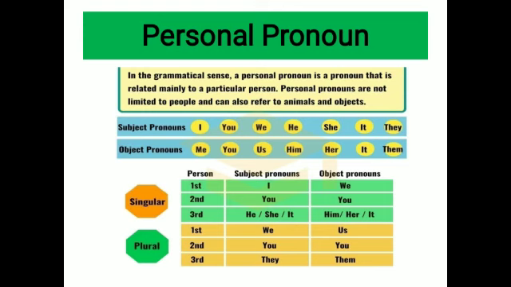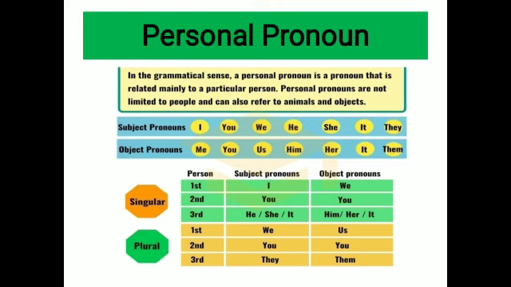In the grammatical sense, a personal pronoun is a pronoun that is related mainly to a particular person. Personal pronouns are not limited to people and can also refer to animals and objects. Means they do not only take the place of the name of a person, but can also take the name of animals or objects. Now depending on their use, personal pronouns have been further classified on 3 bases.